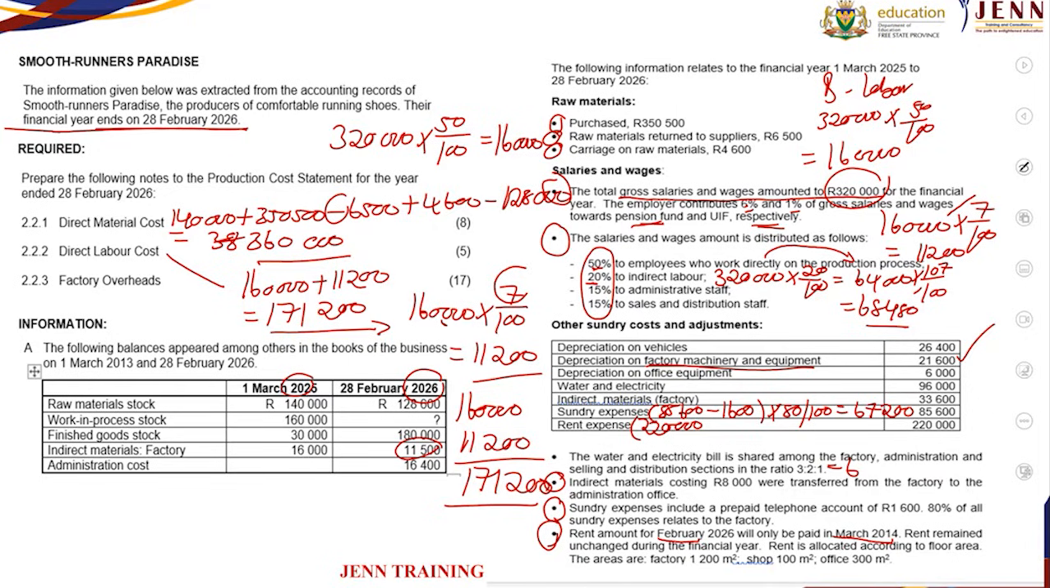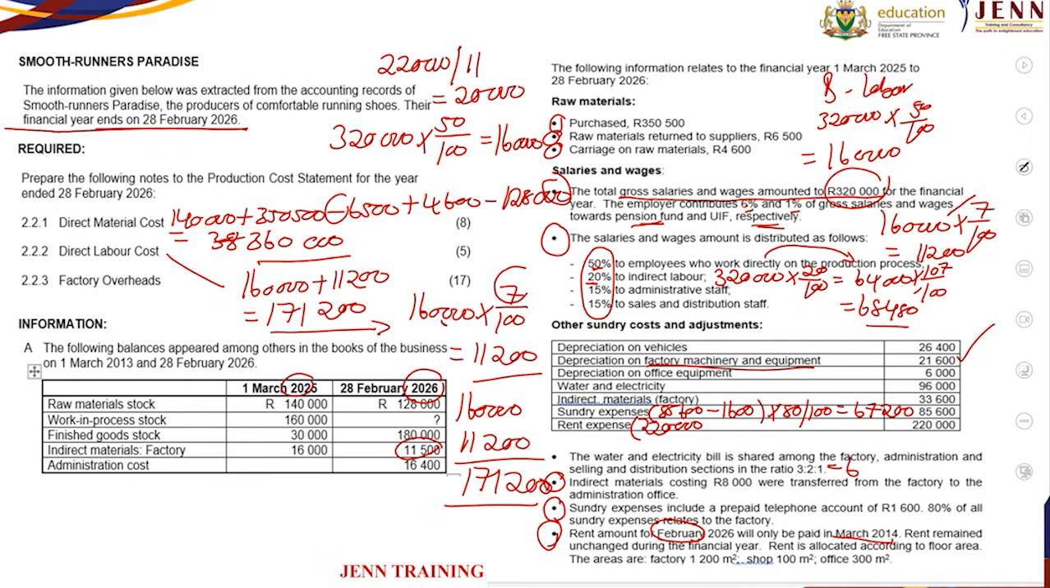That simply means that 220,000 is actually equal to 11 months. So we can just divide it by 11 to see how much we are paying per month, so that we know how much we are owing for February, which will be paid in March. When you divide it by 11, it will definitely give you 20,000.